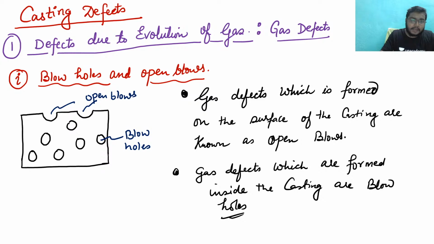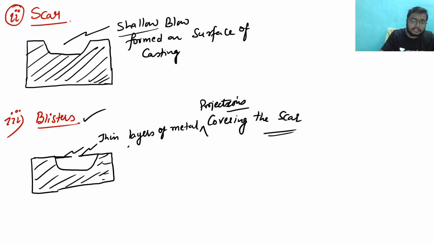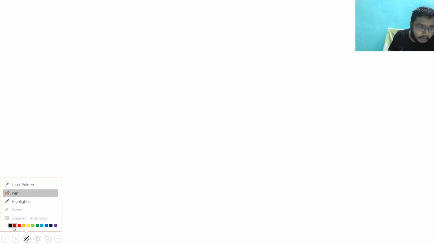So till now we have been discussing gas defects. The first defect we have discussed is blowholes, the second is scar, the third is blister, and the fourth that we are going to discuss is pinhole. Let me write it here: pinhole, which is known as pinhole porosity.